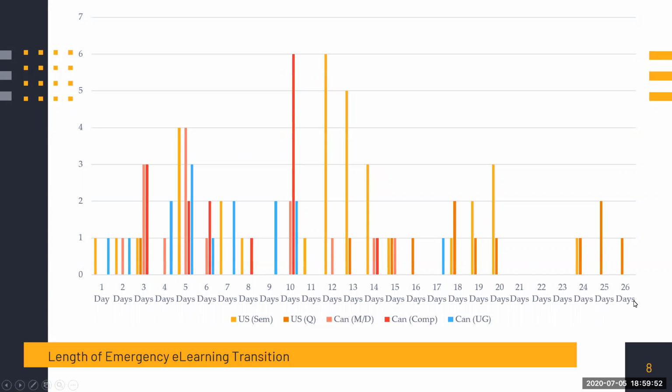But there was a bit of variation over how much time these institutions had to prepare. Typically, it was about a week and a half, or that was the most common transition period. But there really was a bit of variety here between 1 day and close to a month. Neither one of these were anywhere near the best practice suggestion of 5 months.